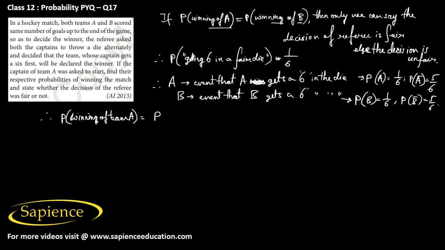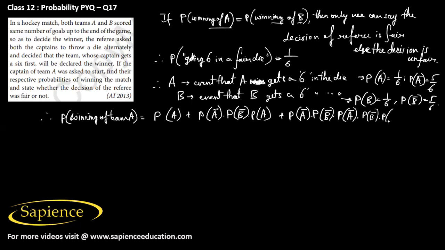So the probability of winning of team A, given that A starts, would be P of A plus P of A complement times P of B complement times P of A. Plus it can be the probability that A does not get a six and then B also does not get a six, and then again A does not get a six, then again B does not get a six, then A gets a six, and so on. It will go till infinity.